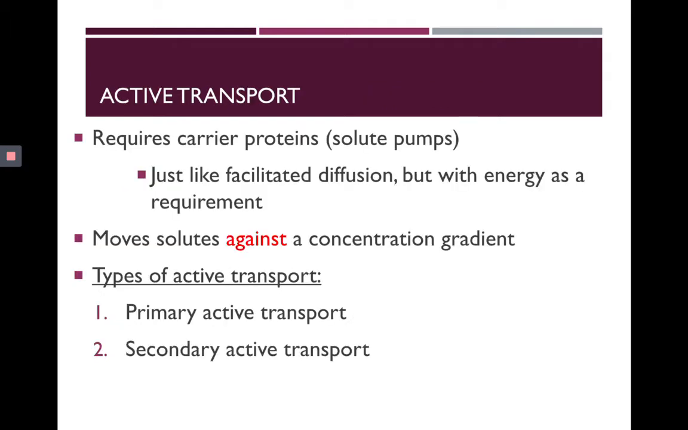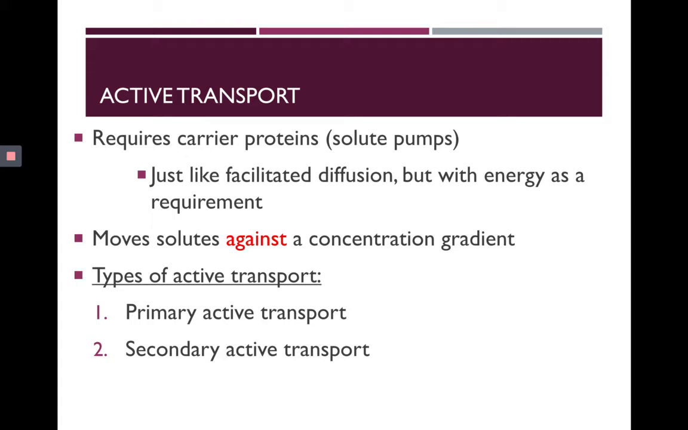This also requires carrier proteins. We would call these carrier proteins that use ATP solute pumps. So just like facilitated diffusion, but with energy. Again, move solutes against concentration gradient. That's going to be the key for active transport.